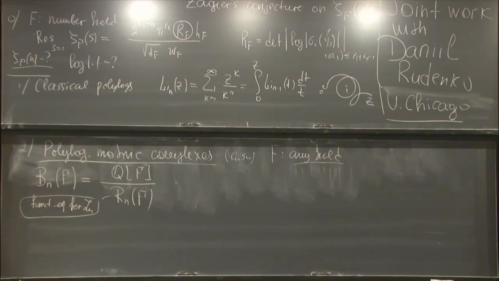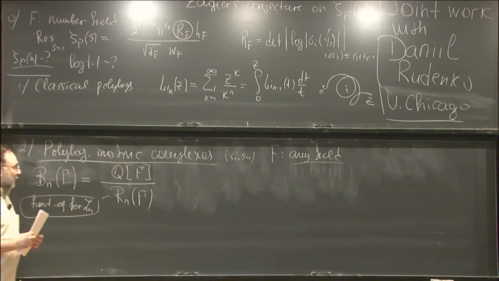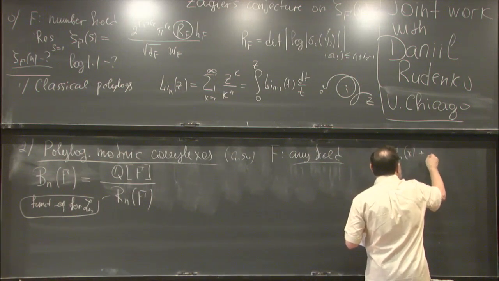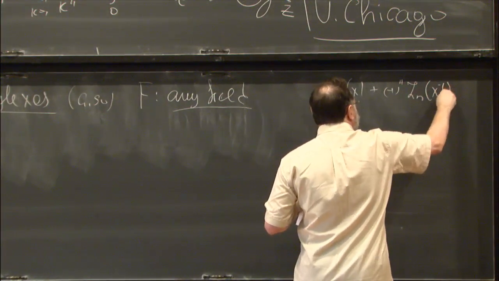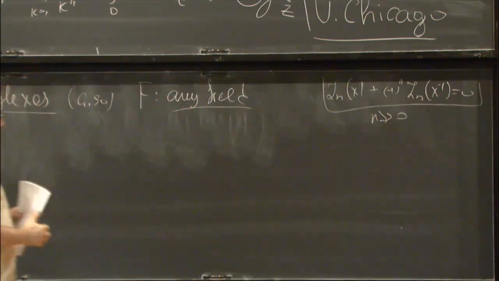There is a little problem with that. These functional equations are very well known for n equals 2 and n equals 3, and we know them for 4 and 5. There are some other records, maybe 7, maybe 10. But if you take some number well above that, for example 20, then we don't know any of these functional equations except a very trivial one: Ln of x plus minus 1 to the n Ln of x inverse is 0. This is the only equation we know when n is really big.